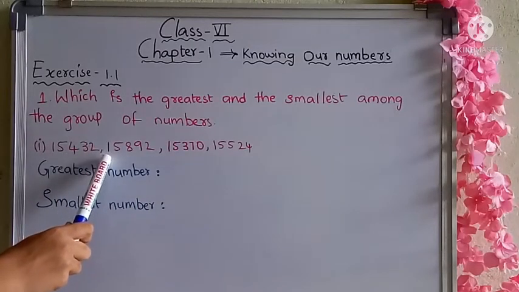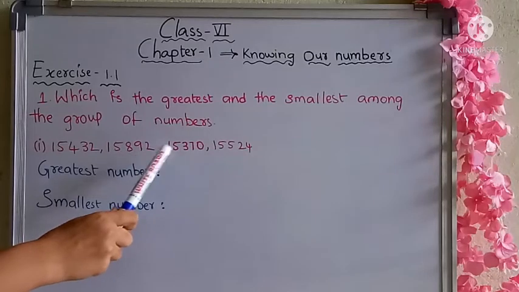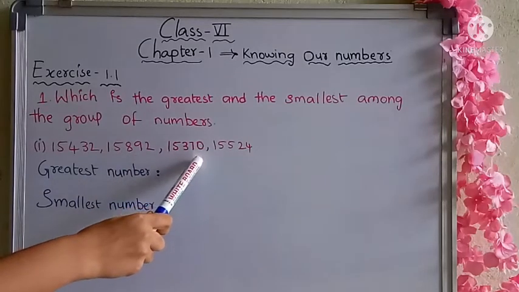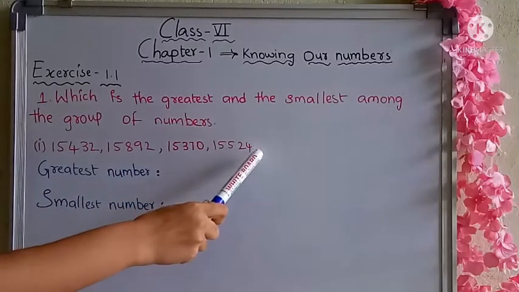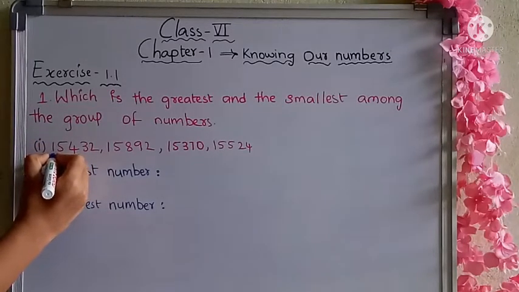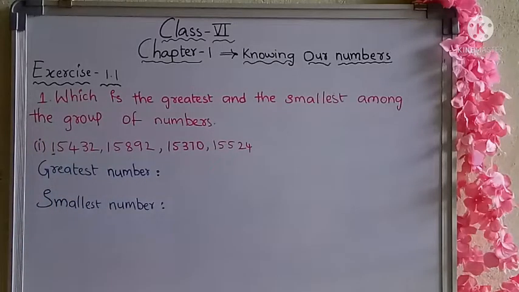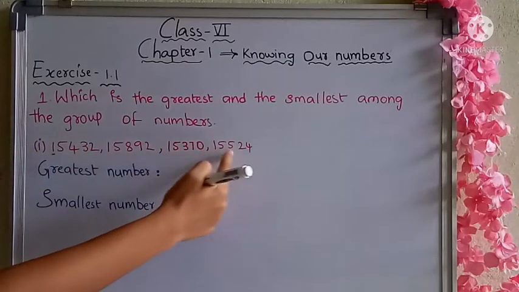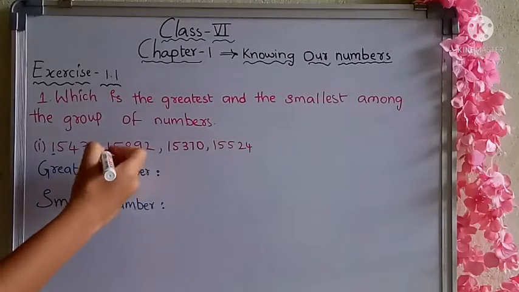15,432, 15,892, 15,370, 15,524. From this, we have to find the greatest number and the smallest number. So, to find the greatest or the smallest number, first we have to come through the 10,000s place, meaning the highest value. So, all of the numbers in the 10,000s place have 1.